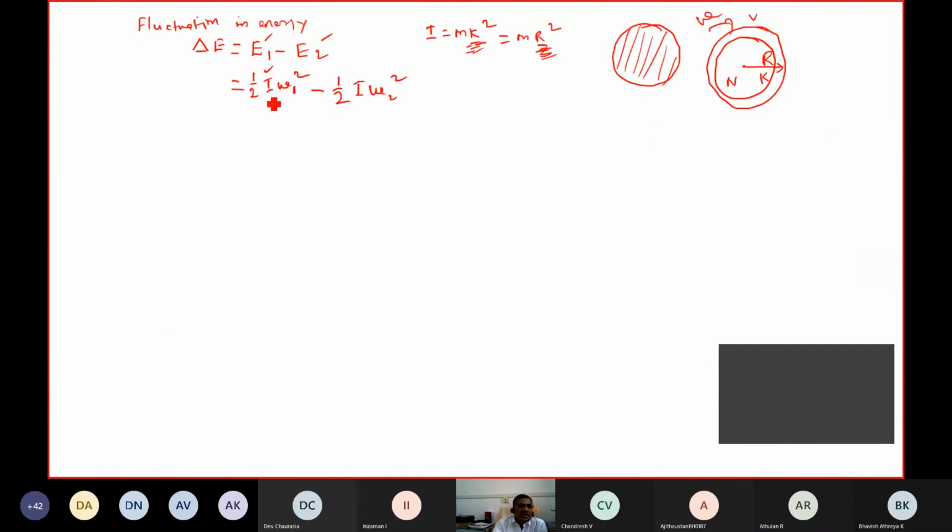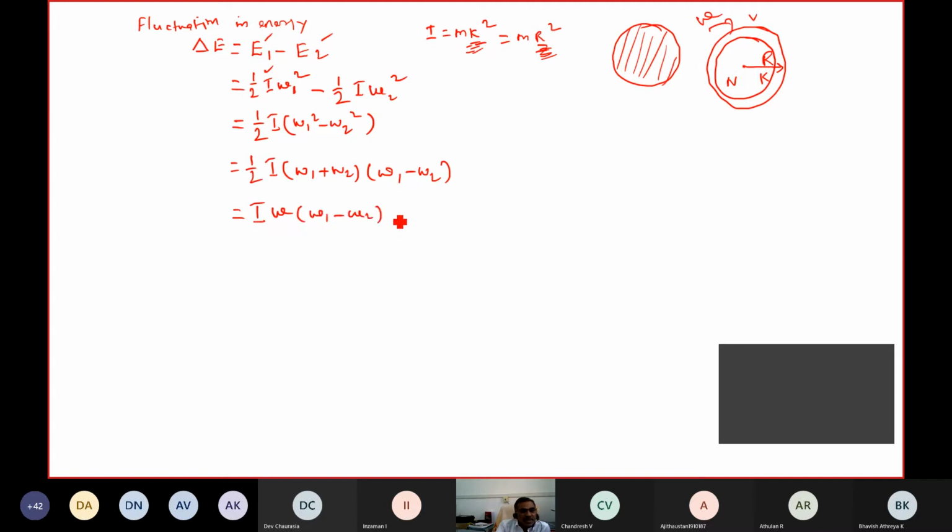So delta E is equal to half I omega 1 square minus half I omega 2 square. Taking half I common, it is omega 1 square minus omega 2 square. This can be written as half into I into (omega 1 plus omega 2) into (omega 1 minus omega 2). Omega 1 plus omega 2 by 2 is equal to omega, the mean angular speed, multiplied by (omega 1 minus omega 2).